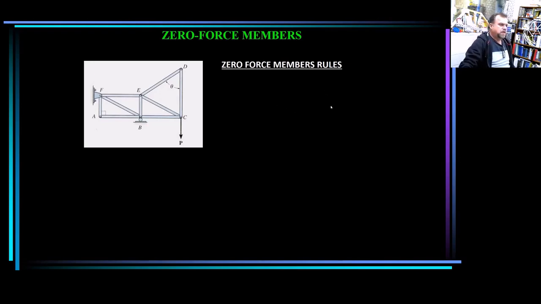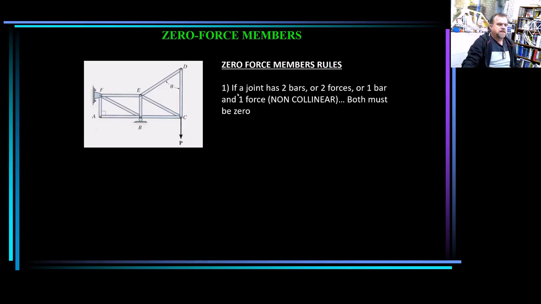The first rule says something like this. It says if in a joint there are two bars or two forces, or one bar or one force, and they are non-collinear, both must be zero. So if you go here really quick, the reasoning for that is explained also in statics, the easy way, in the material that I posted for statics before.